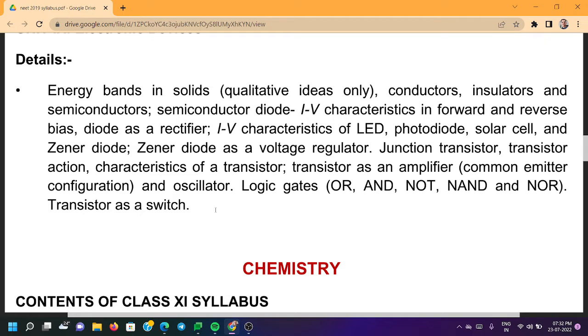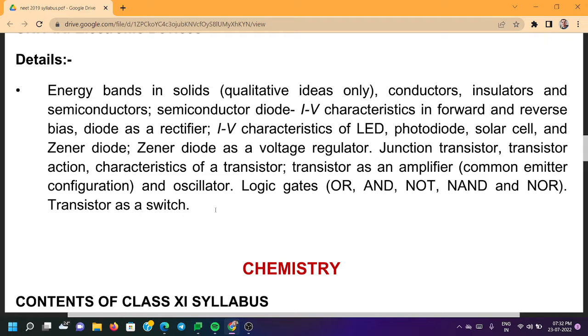Junction transistor, transistor action, characteristics of a transistor, transistor as an amplifier, common emitter configuration and oscillator. Logic gates: OR, AND, NOT, NAND, NOR. Transistor as a switch.